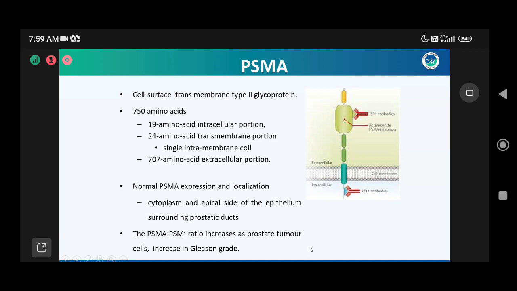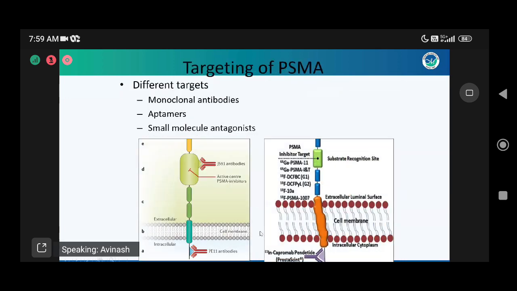So in this case, what happens is there is multiplication of this PSMA protein over the cancer cells, around 1,000 times more, and we see more of prostate tumors with higher PSMA expression. So in targeting PSMA, we can target all three areas: the intracellular portion, the transmembrane portion, as well as the extracellular portion. Intracellular portion targeting will be difficult because only after cell kill can we see the intracellular portion.